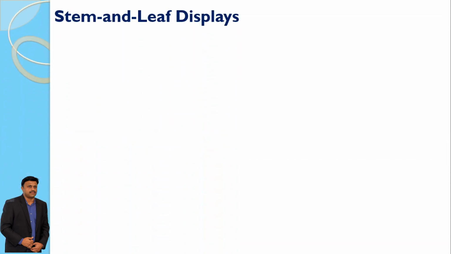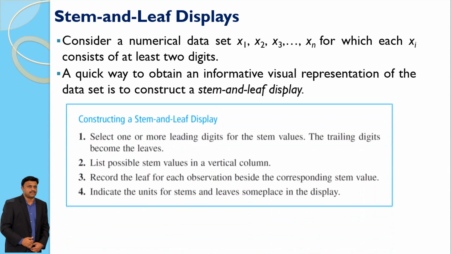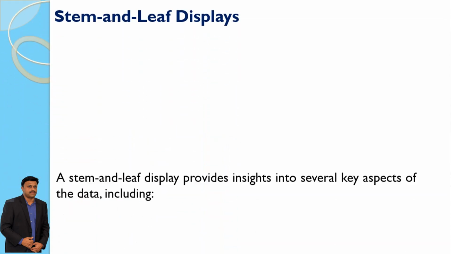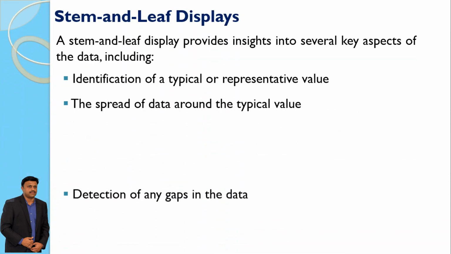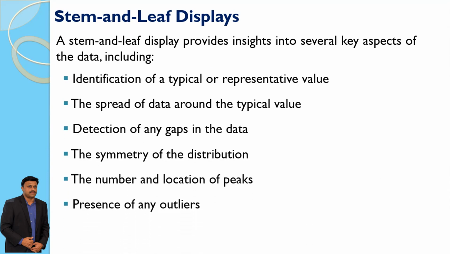To construct a stem and leaf display, list the stem values in a vertical column and place the leaves to the right of each stem. Stem and leaf displays provide insights into the data, such as typical values, data spread, gaps, symmetry, peaks, and outliers.